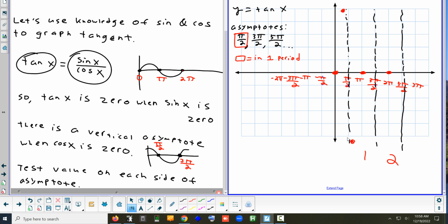That's going to be the behavior on each side of the dotted line. Up on the left side of it, down on the right. So let's do it here. Up on the left, down on the right, up on the left, down on the right.